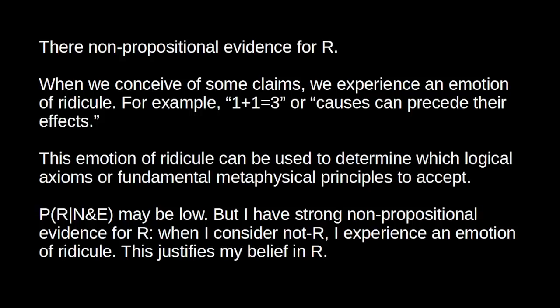So let's suppose then that the probability of R given N and E is indeed low. Nevertheless, I have non-propositional evidence for R, because when I consider the possibility of not R, when I consider the idea that our cognitive faculties are unreliable, I experience an emotion of ridicule. Not R strikes us as absurd, and this justifies us in accepting R. So the non-propositional evidence for R outweighs the probabilistic evidence against R. That's Bergmann's idea.